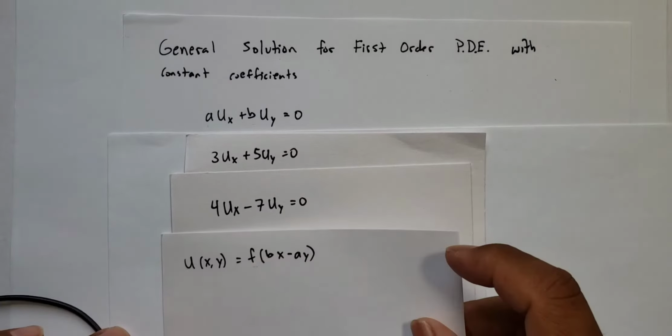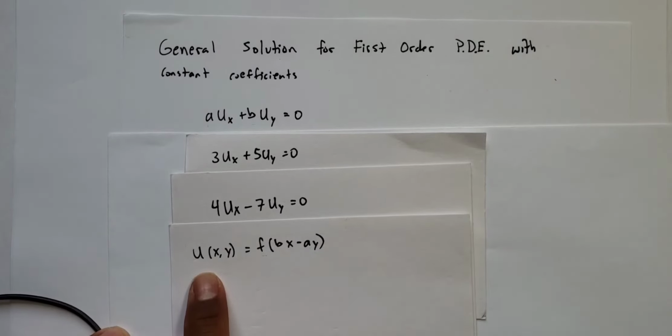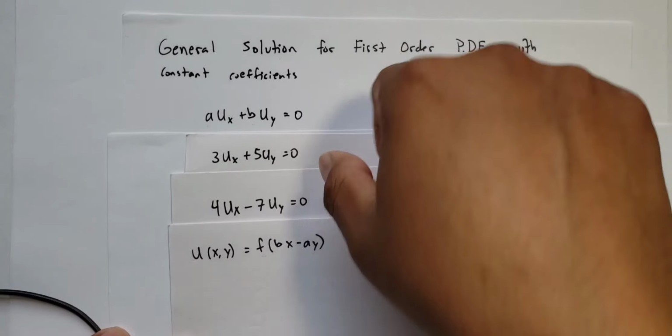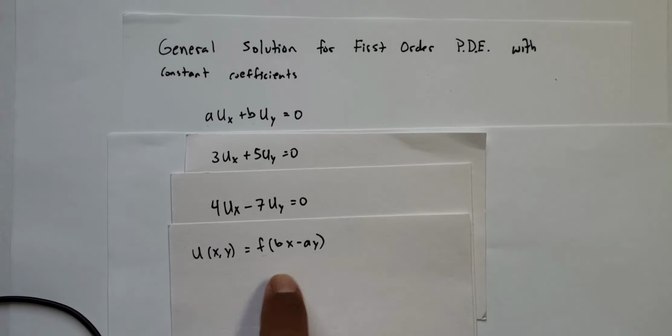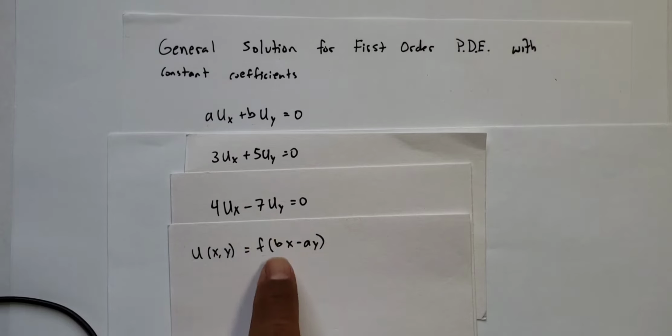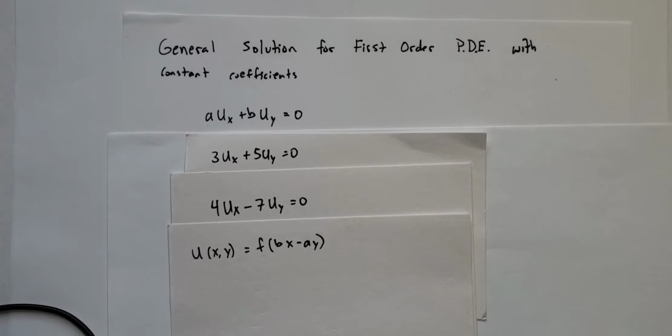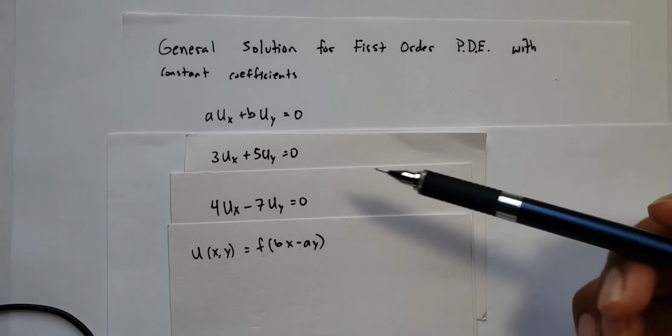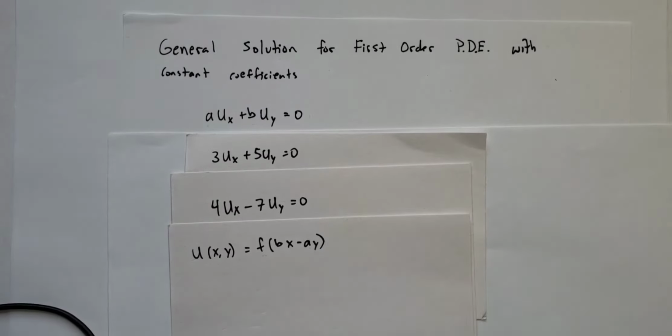The formula looks like this, where your function that satisfies this equation is a function of bx minus ay, where b and a are just the coefficients that you are given. So you basically just plug in -7 for b and 4 for a. But in this video, we're going to be talking about how to derive that equation. That means how do we get from this to that.